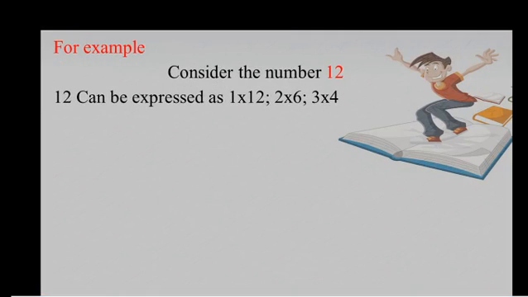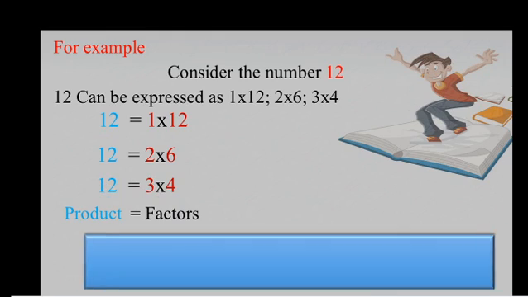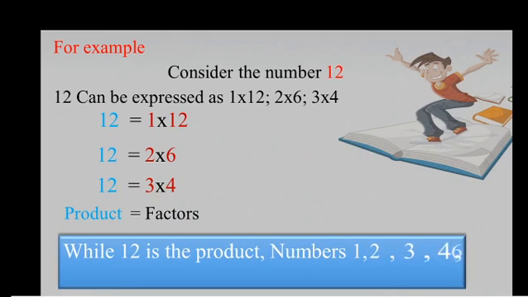For example, consider the number 12. 12 can be expressed as 1 into 12, 2 sixes are 12, and 3 fours are 12. So 12 equals 1 into 12, 12 equals 2 sixes are 12, 12 equals 3 fours are 12. Here 12 is the product and the factors are 1, 2, 3, 4, 6 and 12.